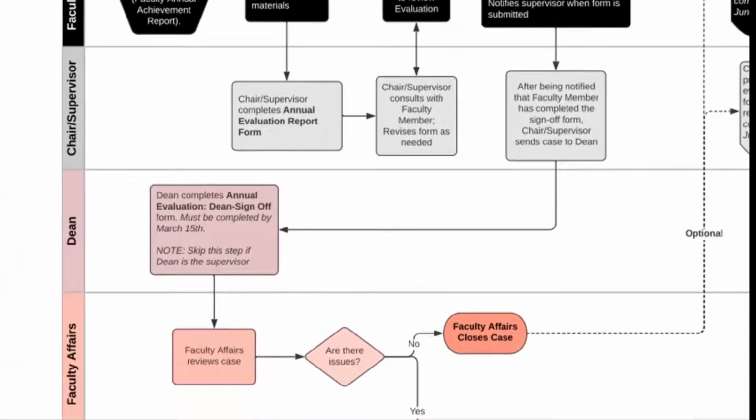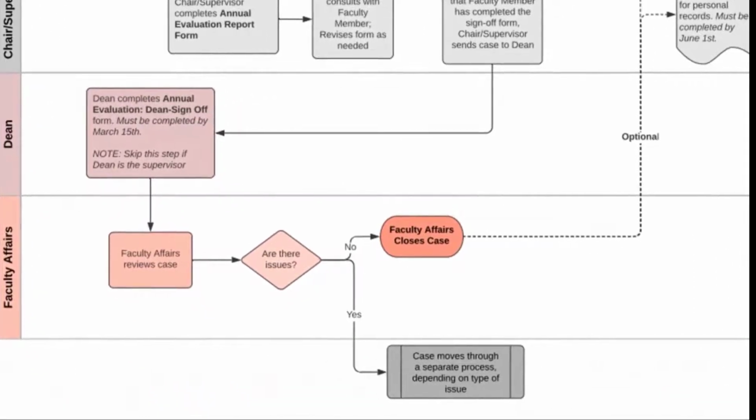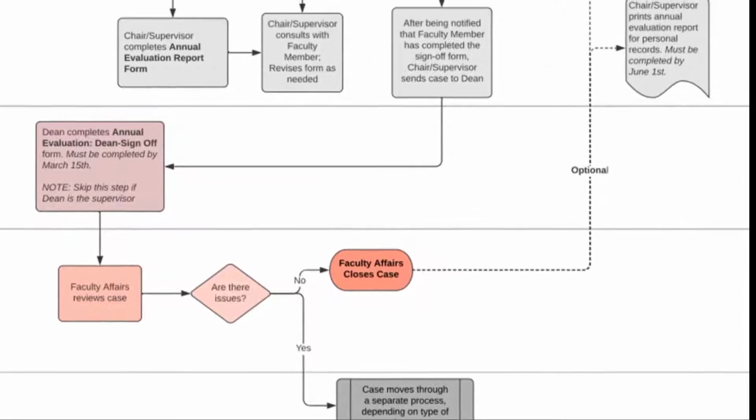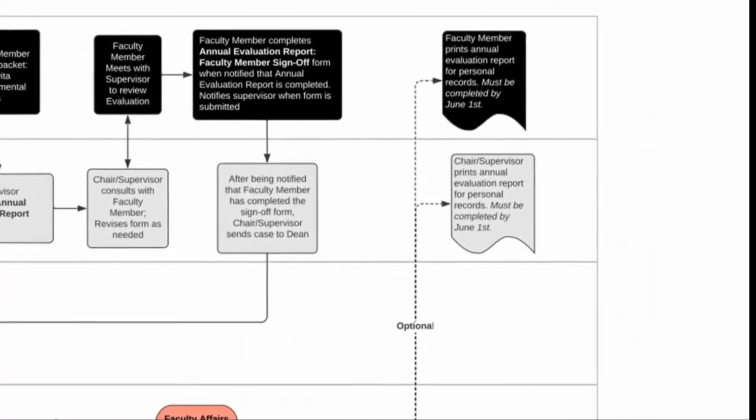Once the dean has finished their portion of their review and sent the case forward, the case then becomes accessible to faculty affairs, and in our office, we review the case for any issues. If there are any issues, such as the faculty member has submitted a rejoinder or peer review, then the case will move through a separate process outside of UNLV Folio. If there's no issues, then we work on closing the case after June 1st. The others who also get access during this step are the faculty member and the chair supervisor.